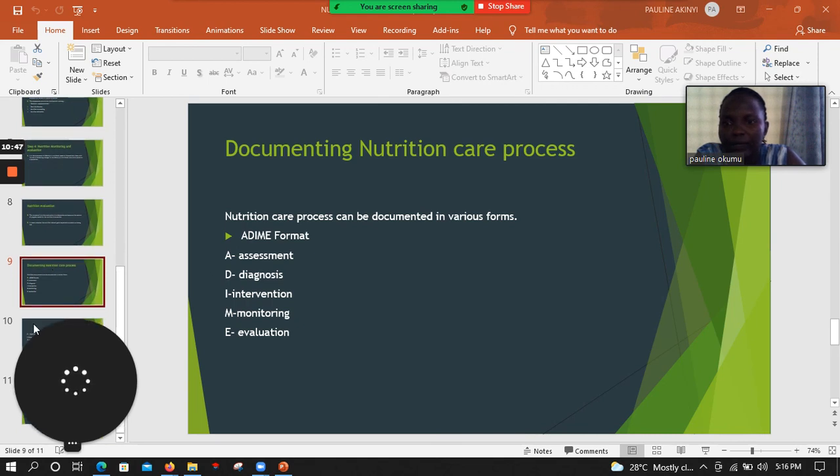And then another format of documenting the nutrition care process is by use of SOAP format, whereby S stands for subjective, we have objective, assessment, and plan of action. Basically, the plan of action is all about the intervention that is to be made. So those are the two ways that can be used in documenting the nutrition care process.